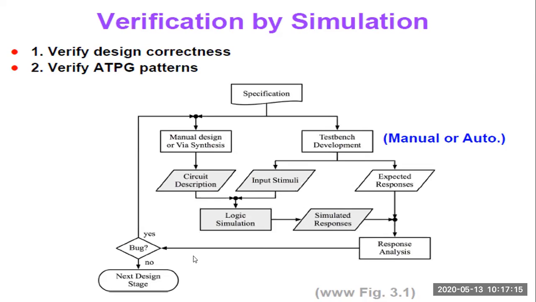If this is correct, then it is sent to the next design stage. If it has any bug, any fault or failure in the circuit, then it is sent back to the manual design and set for the circuit description, and from there to the logic simulation. So this is the simulation cycle it is going to represent.